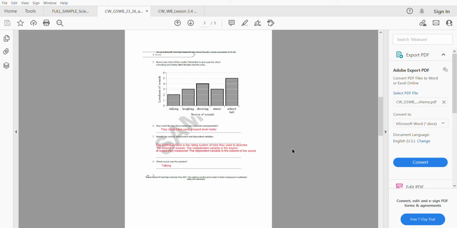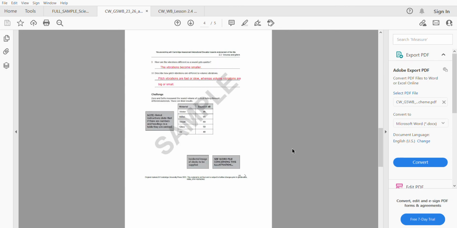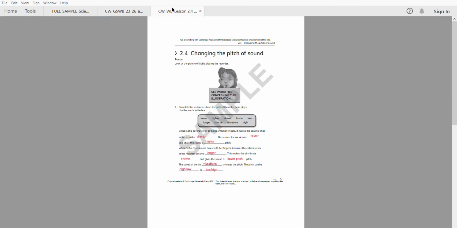So for example here, the dependent variable is the loudness of sounds, while the independent variables are the source of sound, such as talking, laughing, shouting, music, and school. Okay, so that's it. So most of the activities here are practicing your fair testing skills and also identifying and classifying, pattern seeking, and observing over time.